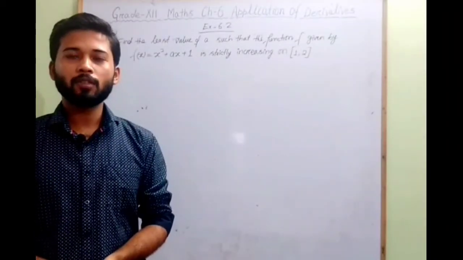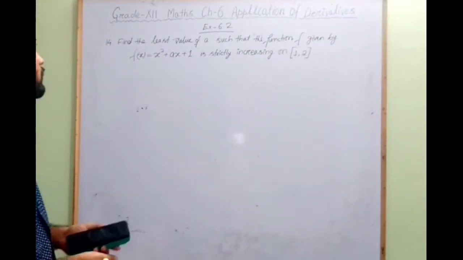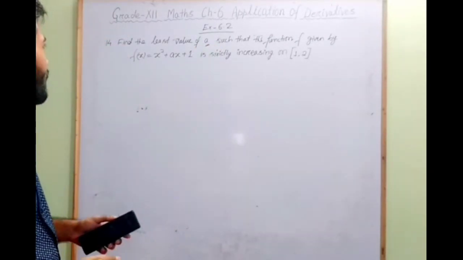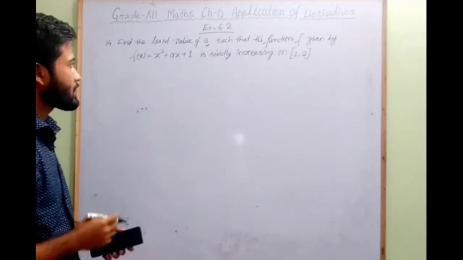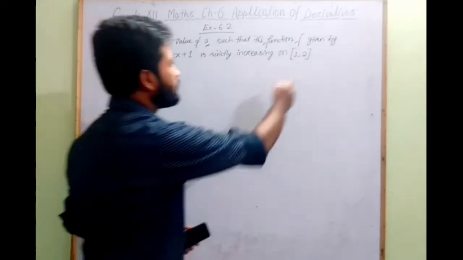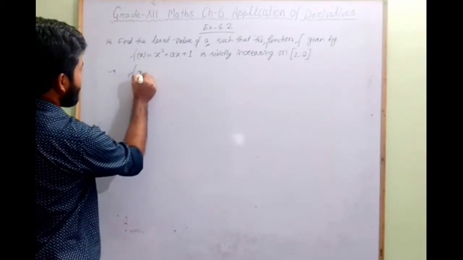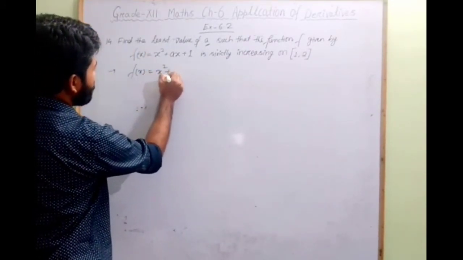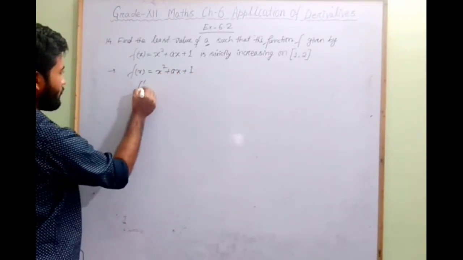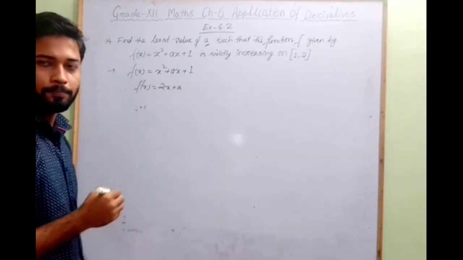So here the next problem we have is question number 14. That is, find the least value of a such that the function f given by f(x) is equal to x square plus ax plus 1 is strictly increasing on the closed interval [1, 2]. So let us see. Here the function is f(x) equals x square plus ax plus 1. So therefore what is our f dash x? It will be 2x plus a.